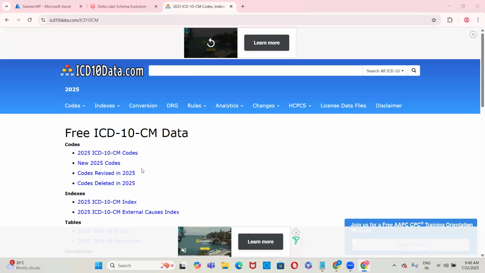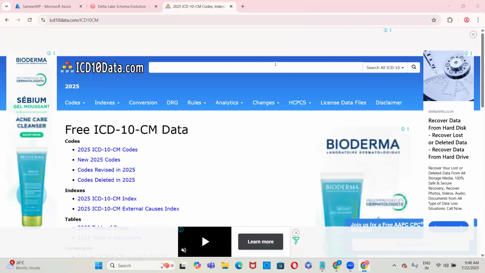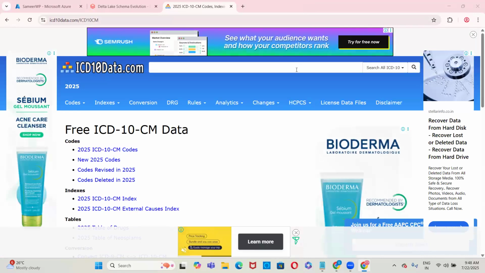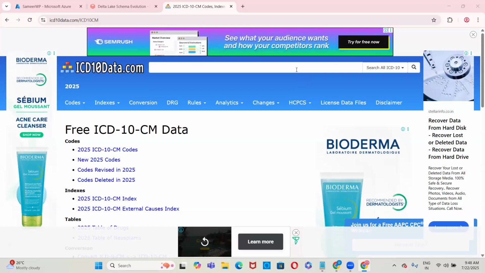Can you see here, everyone? Is everyone able to see the screen? Please respond. The screen is visible, guys. ICD10data.com. Yes, visible. Okay guys.